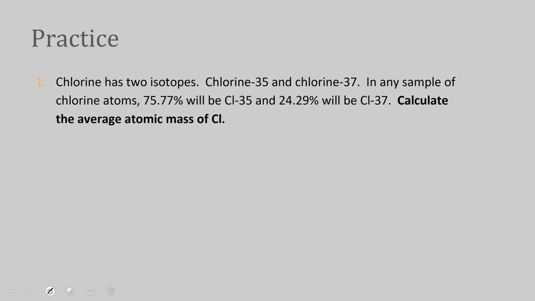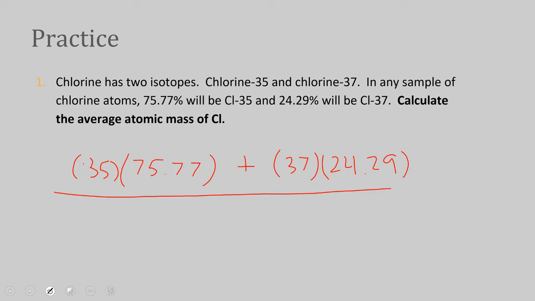My A, I'm just going to call chlorine 35, so my mass is 35, and the percent that's given to me is 75.77. I'm going to add that to the mass of my second isotope, which is 37, multiplied by 24.29. Now this one's nice because we only have two isotopes, so we're done there. Now we just need to divide all of this by 100.